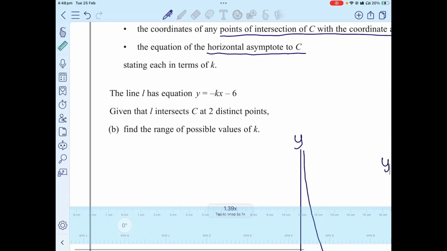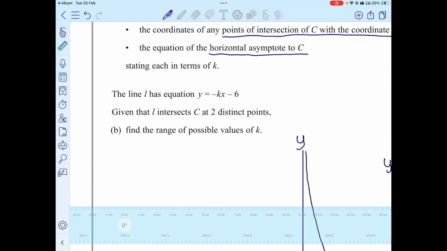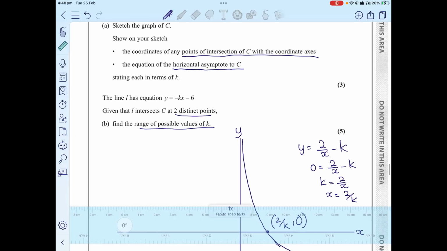Now we move on to the second part. It says that the line L has an equation y is equivalent of negative kx minus 6. Given that L intersects C at two distinct points, find the range of the possible values of k. Now when you hear two distinct points, obviously you should get into your mind that we can use a discriminant.